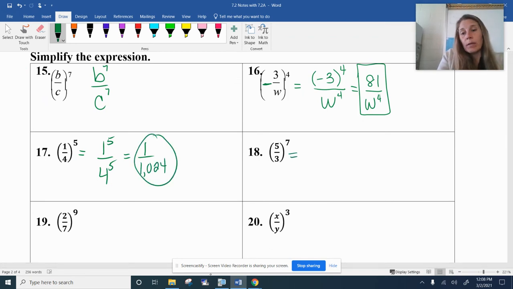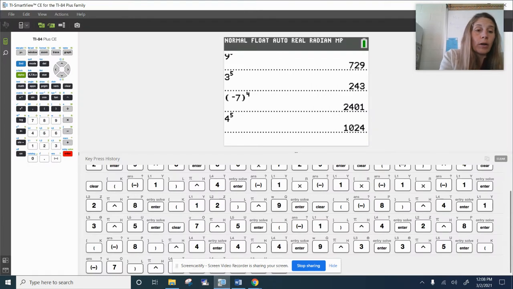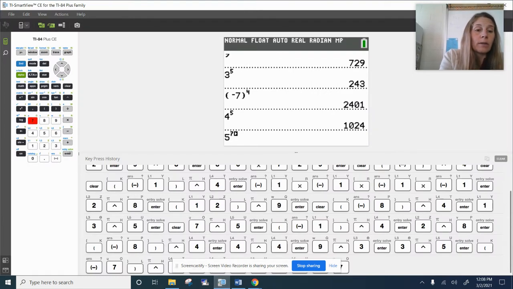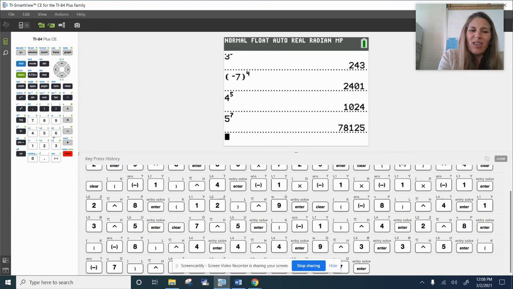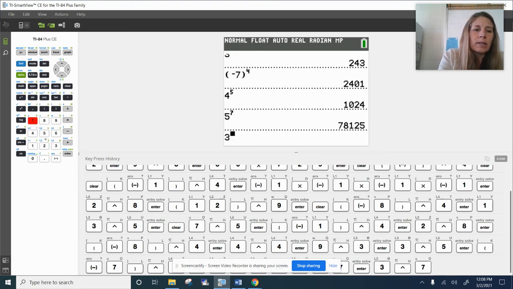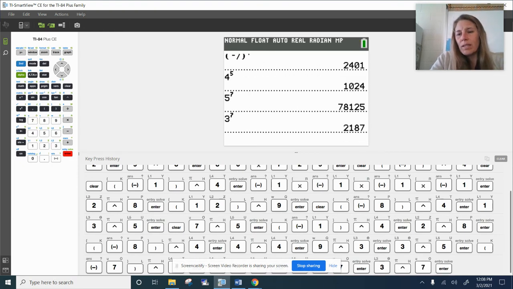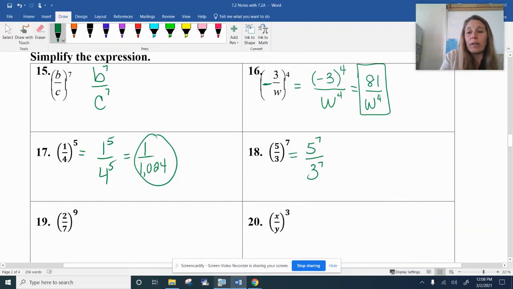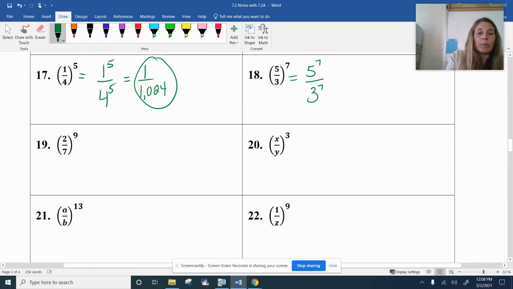Okay, number 18, we're going to do 5 to the 7th and 3 to the 7th. At this point, you could try looking at them on your calculator. What's 5 to the 7th? That's a pretty large number. And then 3 to the 7th. That's a pretty large number. So I would just probably leave it in exponent form. But you could write them out if you needed to.